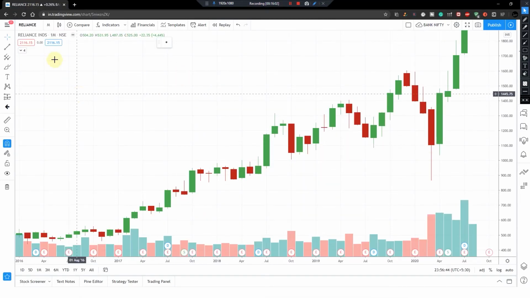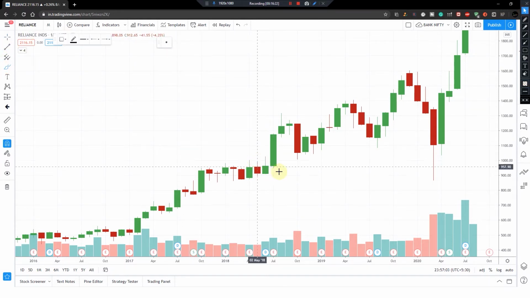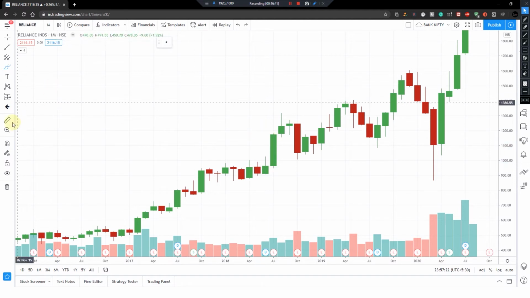So this is a Reliance chart. We know Reliance, Ambani, has now become the richest among the top 10 richest, right? I think top 5, yeah. So here we see the price in the month of July. This whole July, yeah, this candle. Let me just mark this candle. So this candle, wait a second.